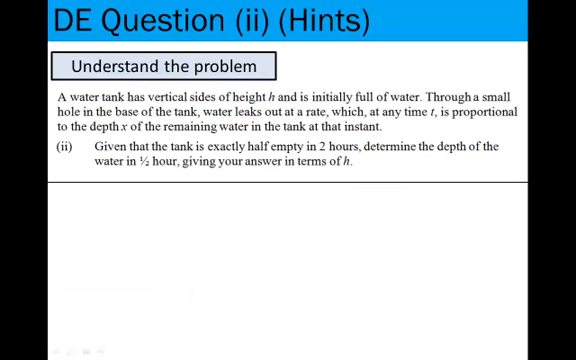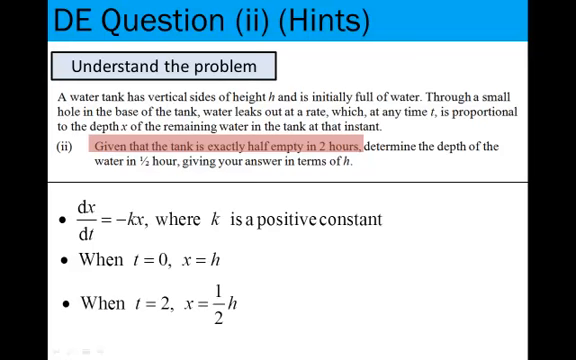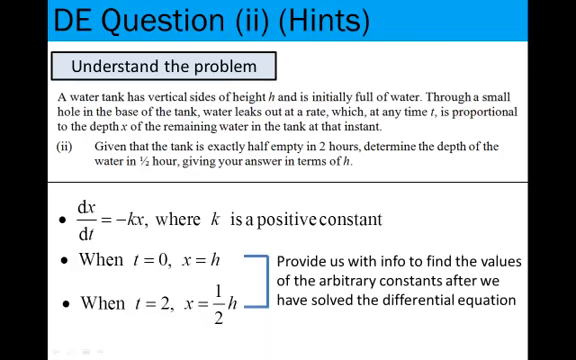The next part of the problem tells us that the tank is exactly half empty in 2 hours, and I'm supposed to determine the depth of water in half an hour. So earlier on, I have found that dx/dt is negative kx, and I also know that when t is 0, x is equal to h. In part 2, I'm given, in addition, that the tank is exactly half empty in 2 hours. So what that means is that when t is equal to 2, x is equal to half h. If you are familiar with solving problems in differential equations, then you will know that this information is being given to us so that we are able to find the constants after we have solved a differential equation.